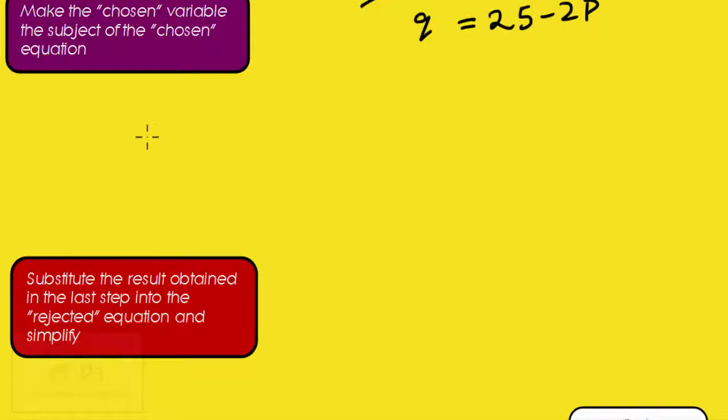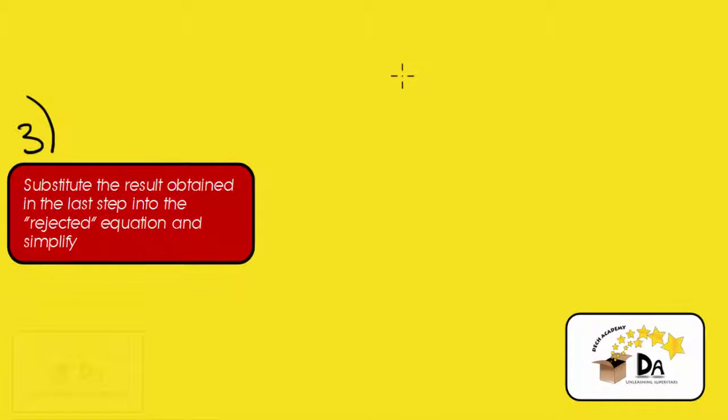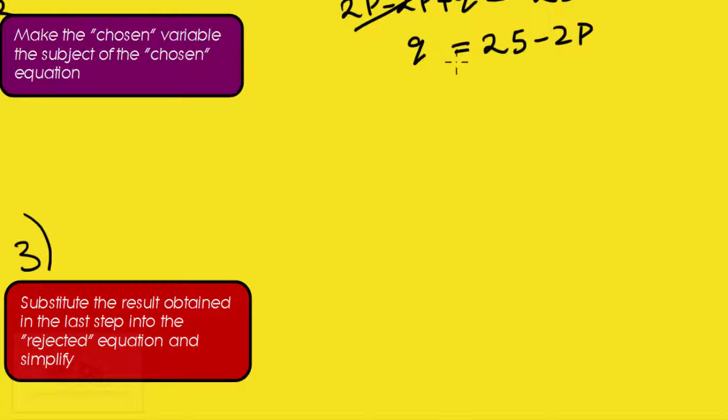The next step, which is step 3, says substitute the result obtained in the last step into the rejected equation and simplify. So the result obtained in the last step is this: q is equal to 25 minus 2p. So we know that q is actually this term, 25 minus 2p.